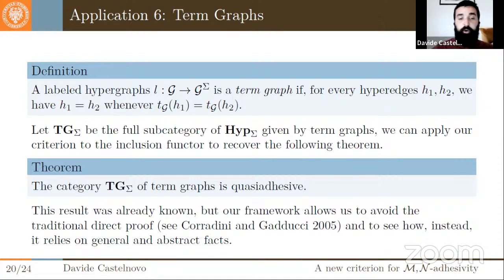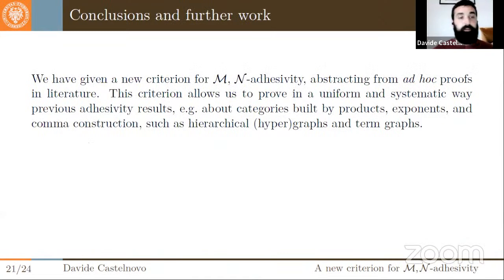This result was already known, proved by Corradini and Gadducci in 2005, but our framework allows us to avoid the traditional direct proof, in some sense by hand, and to see how instead it relies on general and abstract facts. So the fact that term graphs can be embedded into a topos, but fails to be closed under general pushouts, and is closed only under some kinds of pushouts. And okay, this was the last example. I'm sorry, I was a bit fast.